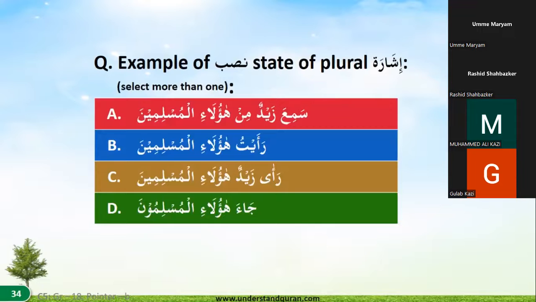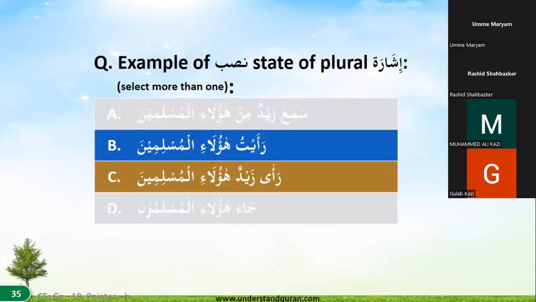Example of the nasab state of a plural ishara. What we have to see is the nasab state, which is the fatha state, and a plural of ishara. So we have haulai, that is already there. Sami'a Zaidun min haulai muslimina: min is coming, that's why it is jar, so this is not the answer. Ra'aytu haulai muslimina, this is the answer. And ra'a Zaidun haulai il muslimina also is the answer because there is no jar before it. Okay, so there are two answers.